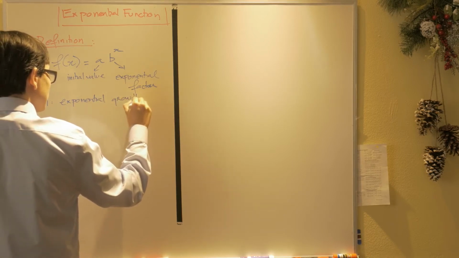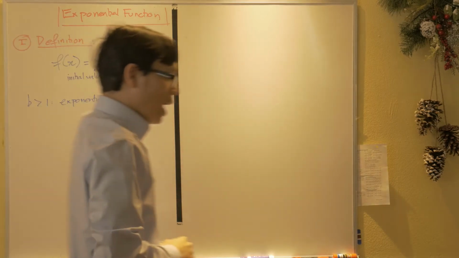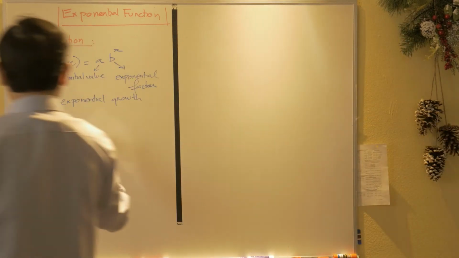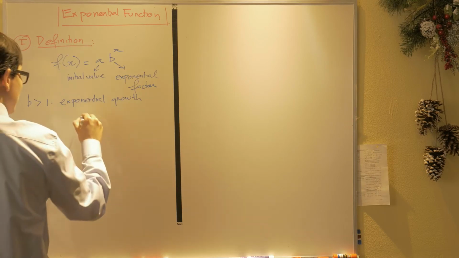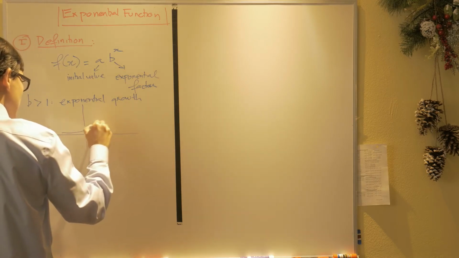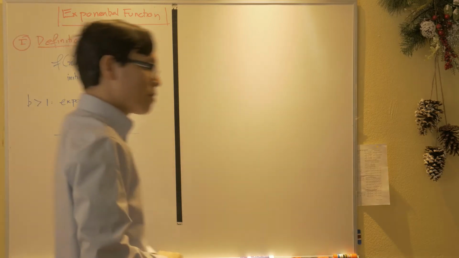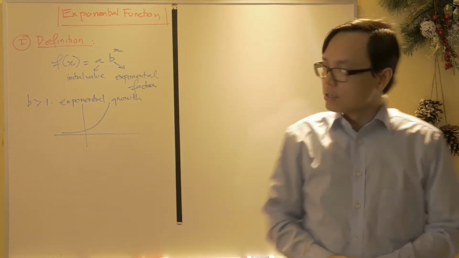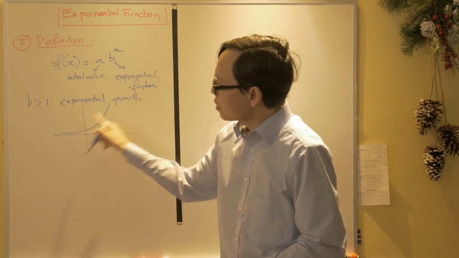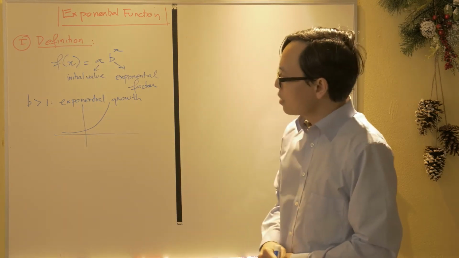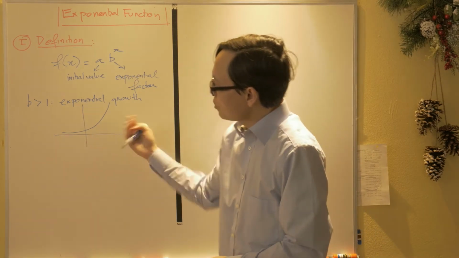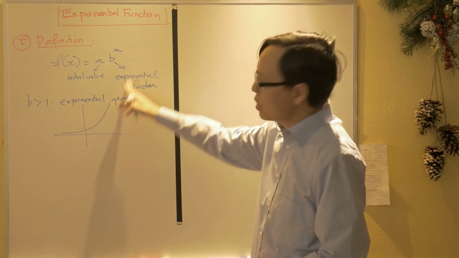Okay. And the curve that represents exponential growth looks something like this. You see that over here we have a horizontal asymptote because the curve never crosses the x-axis, and you see that when you go from left to right, the function is increasing.